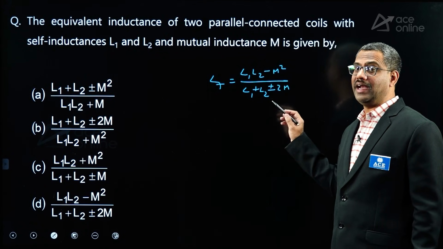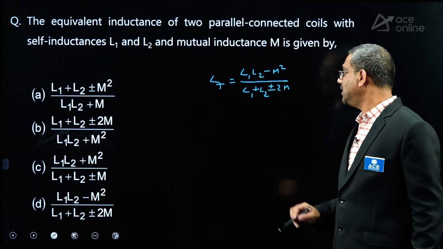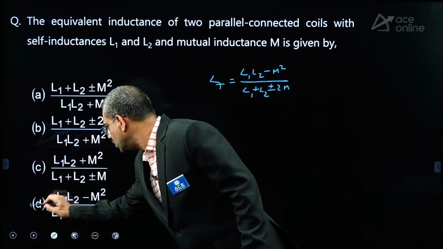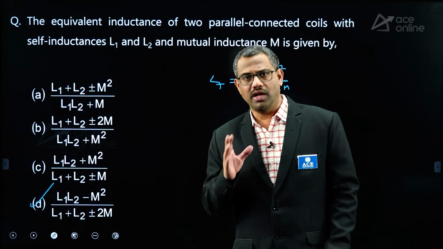If they are parallel aiding, more answer, put minus in the denominator. If parallel opposing, less answer, put plus in the denominator. So option is D. Option is D. Okay, so all the best.